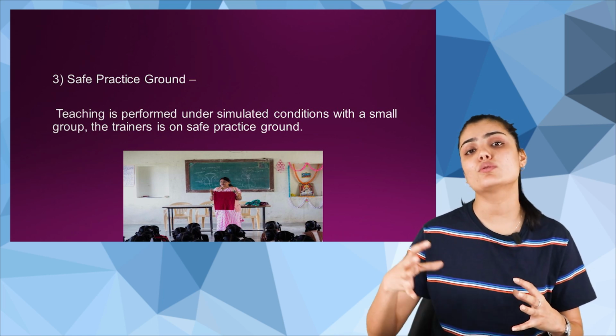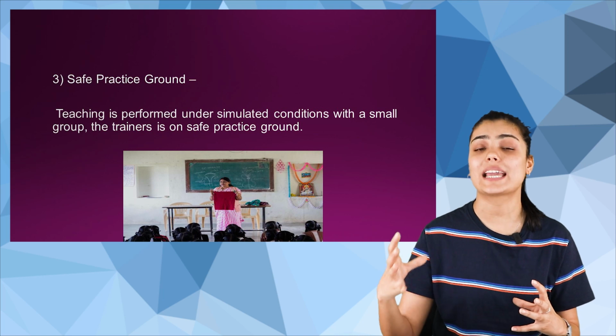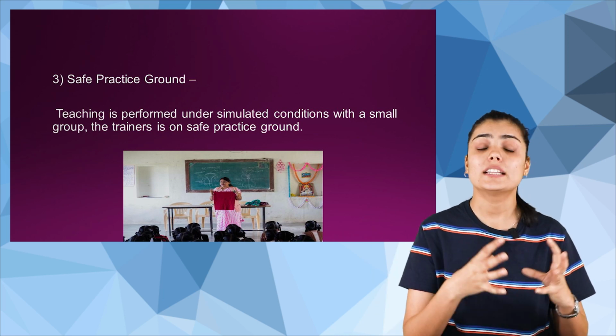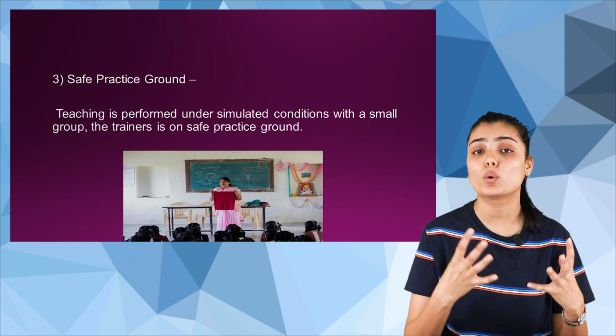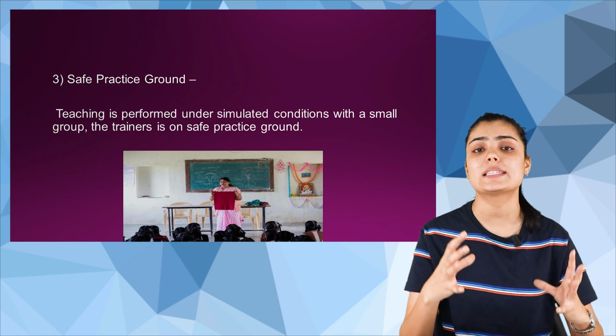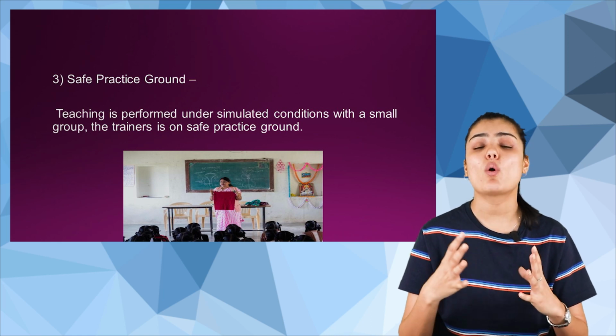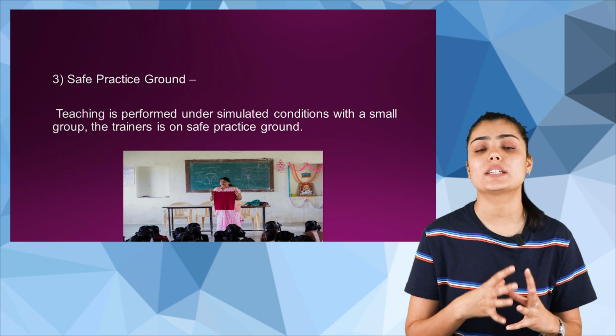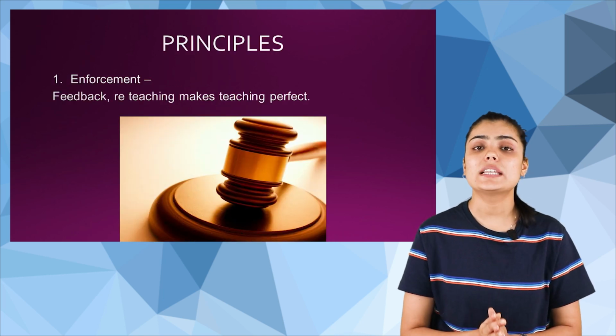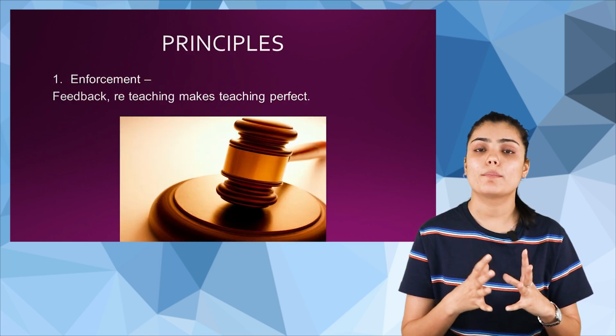The trainee is also supervised by the teacher who is expert in the teaching profession. The trainee is taught about various skills by the expert and they demonstrate those techniques they have learned in a very safe environment. Characteristic of micro teaching is to provide a safe practice ground for the student trainee as well. Let us now see what are the principles of micro teaching.